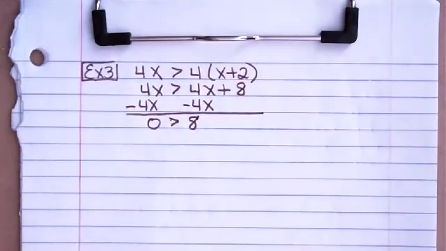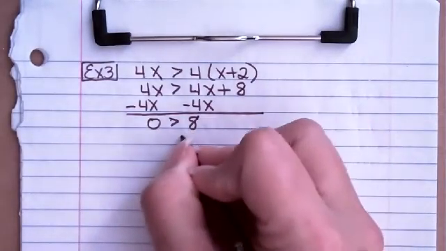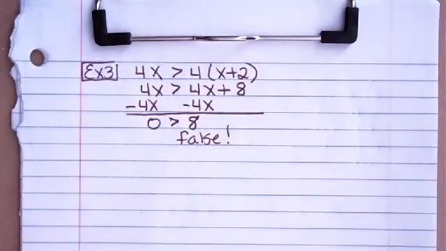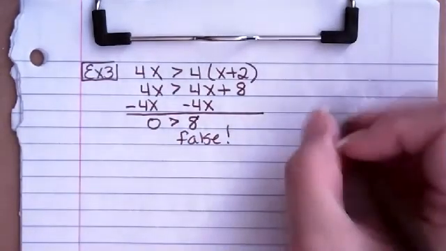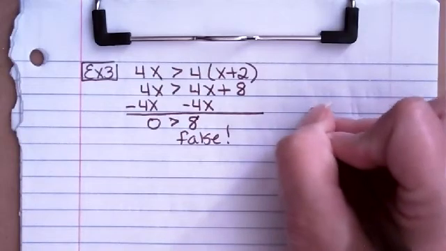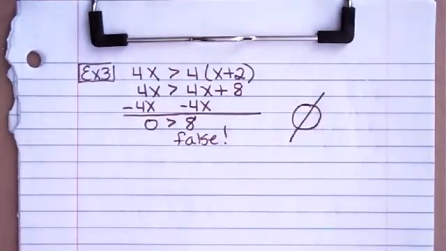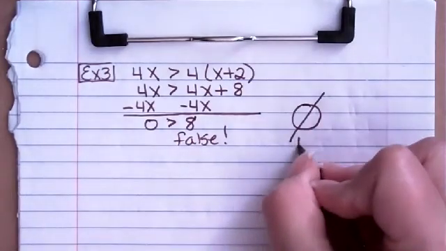Now take a look at that inequality. What is wrong with that? 0 is not, and never will ever be, greater than 8. So that is a big old false. It cannot be true. So what does that mean here? That means the answer to this inequality is no solution. And you remember that symbol for no solution, right?